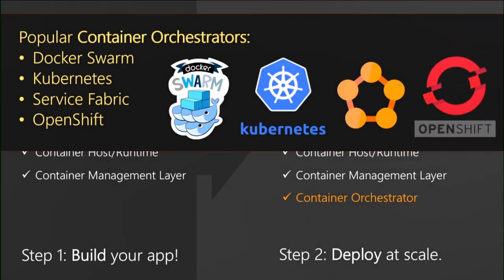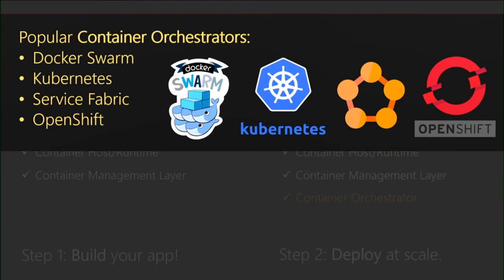So here's some examples of orchestrators. Docker Swarm is the one I'll be talking about today. This is Docker's built-in orchestrator. It's built into Docker Enterprise Edition. You can use it with Docker CE as well. And then Kubernetes is a big one. And then another is Service Fabric. Service Fabric is Microsoft's first-party orchestrator. It's actually what Azure uses. And then OpenShift by Red Hat is another.